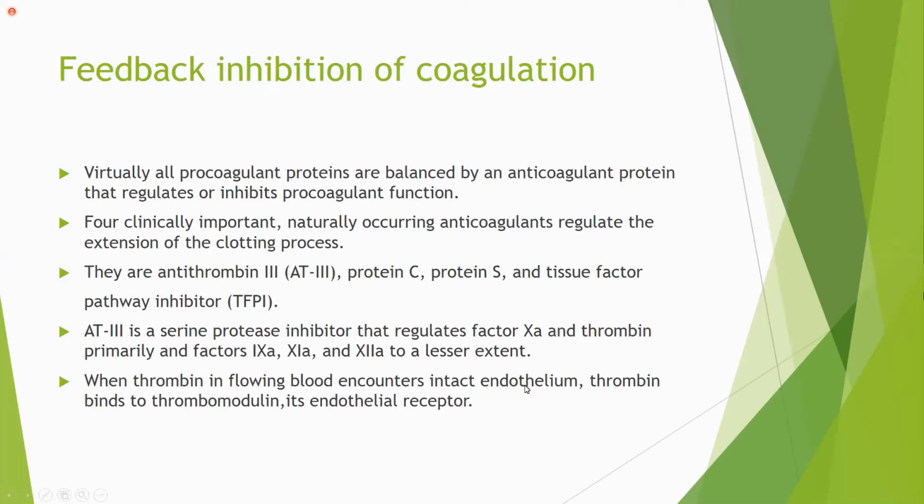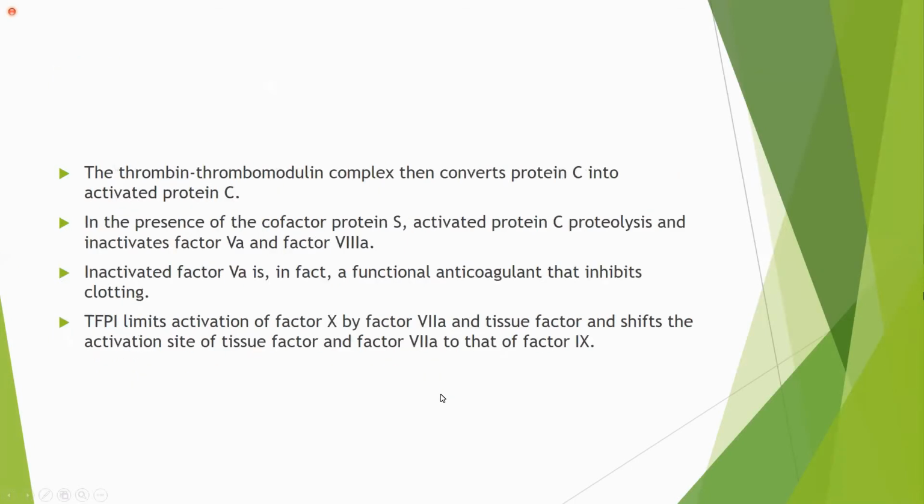When the thrombin in the flowing blood encounters intact endothelium, thrombin binds to thrombomodulin, its endothelial receptor. And this thrombin-thrombomodulin complex then converts protein C into activated protein C. And in the presence of the cofactor protein S, this activated protein C proteolyzes and inactivates factor 5 and factor 8. So factor 5 and factor 8 are inhibited by protein C and protein S. The inactivated factor 5A is in fact a functional anticoagulant that inhibits the clotting.